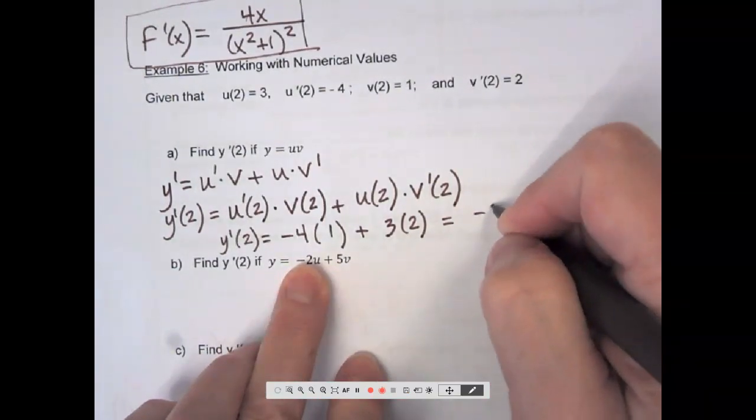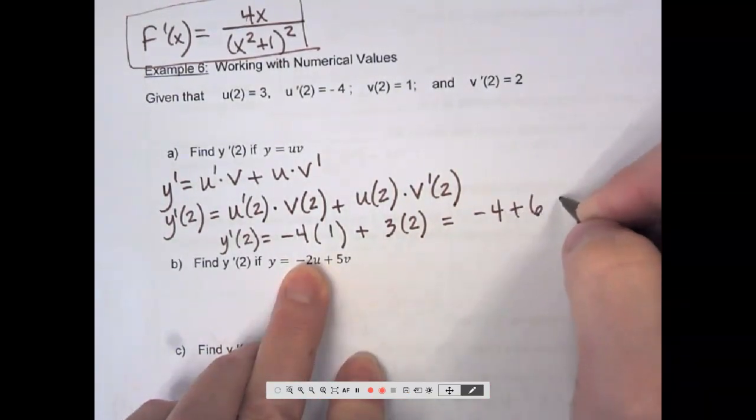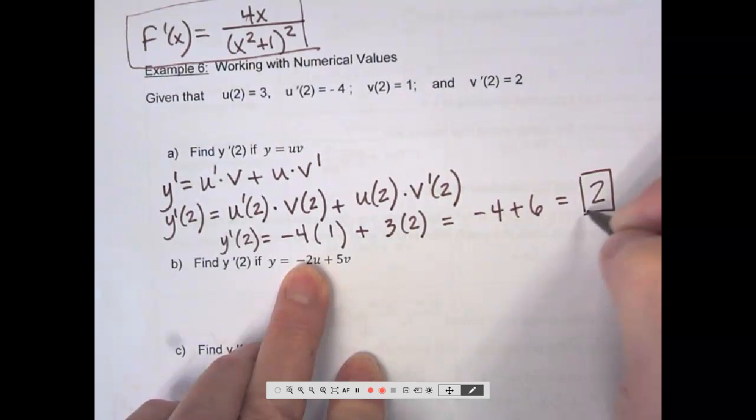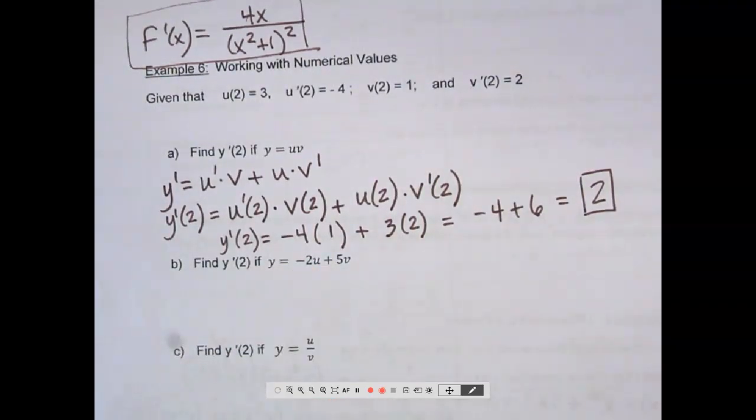Which is negative 4 plus 6, or 2. Would this also be correct? Yes, absolutely. y prime of 2 equals 2.